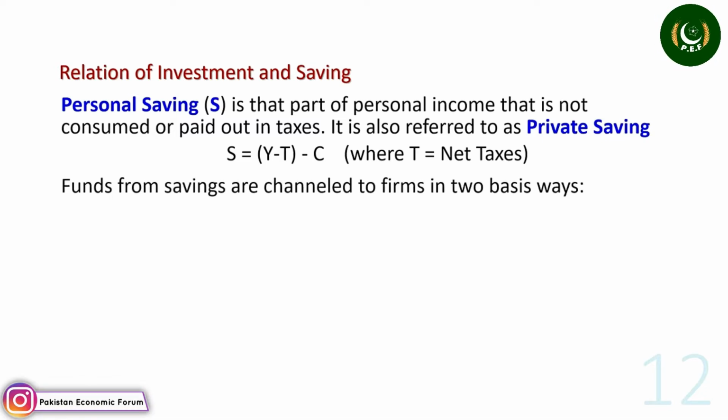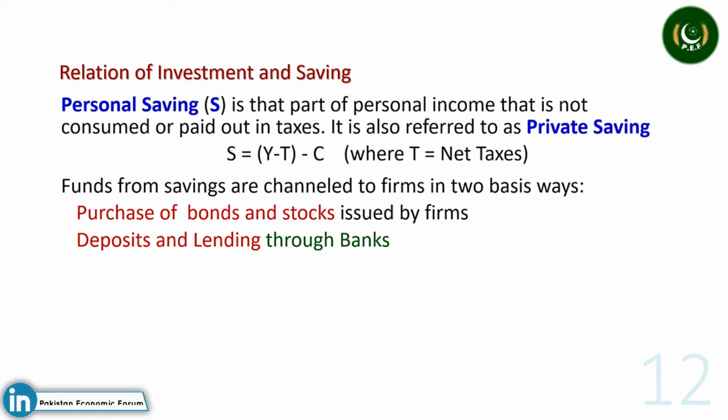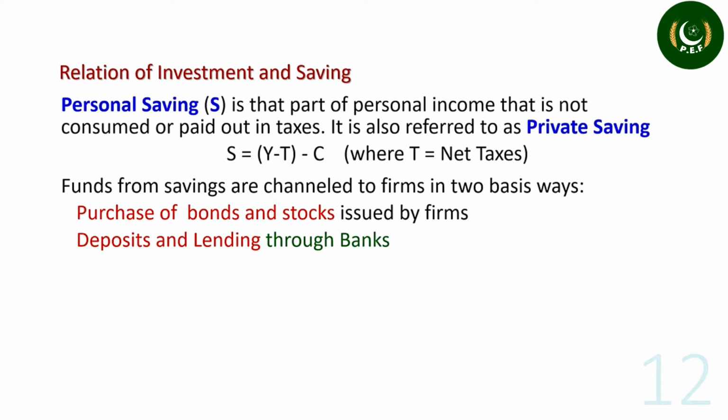Funds from saving are channeled to firms in two basic ways. First, households buy bonds and stocks issued by the firms. This transfers the savings of households to firms, which use them to enhance their production activities and increase future income. The second is households deposit savings in banks and other financial institutions, which in turn lend money to firms to enhance their production process and earn more income.